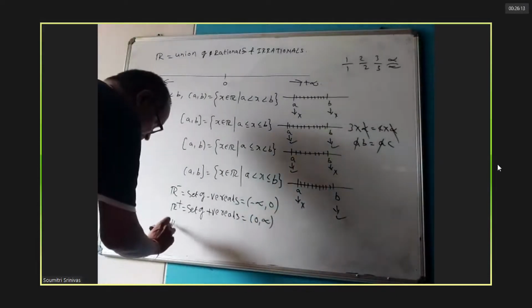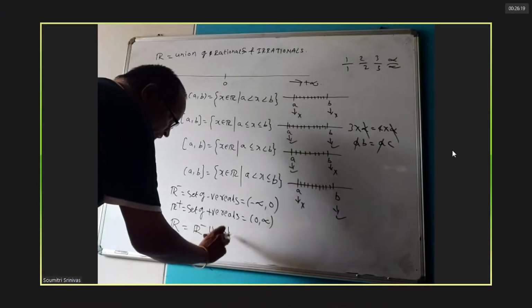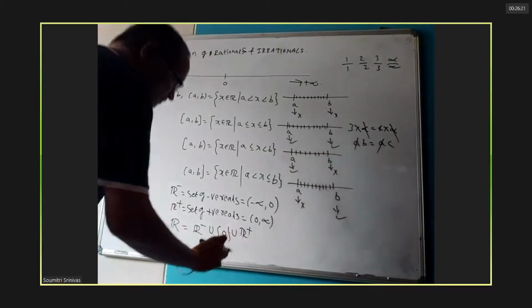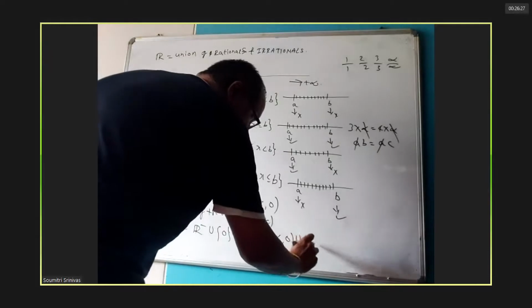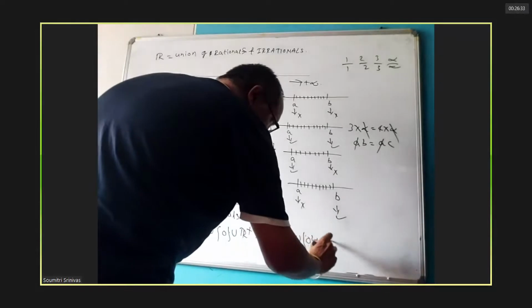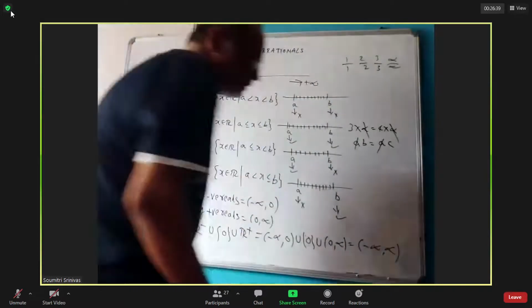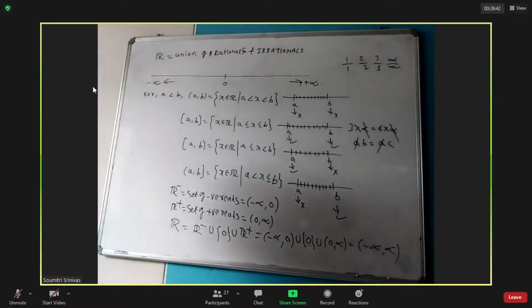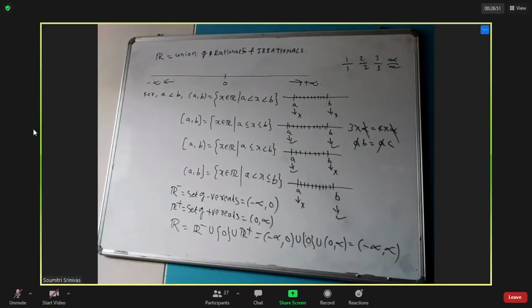How do you write finally? Real line R is R minus union 0 union R plus. So minus infinity to 0, union 0, union 0 to infinity, which gives you what? Minus infinity to plus infinity. Come on, write this. You have all this information in July notes. It's only a quick recall.